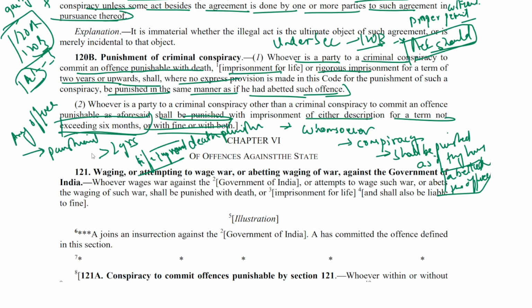So now you must be having this particular confusion in your mind, sir. For conspiracy we are only giving a punishment of either description which is not exceeding 6 months. Then obviously, don't you feel that it is very less? So I'll tell you, whenever there is any case in the real world, it is not like that the people will be charged for only one particular crime.